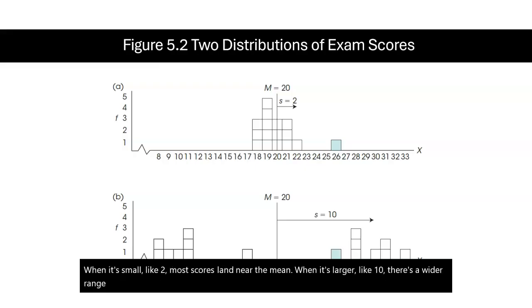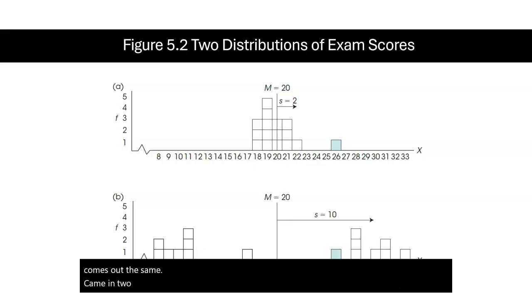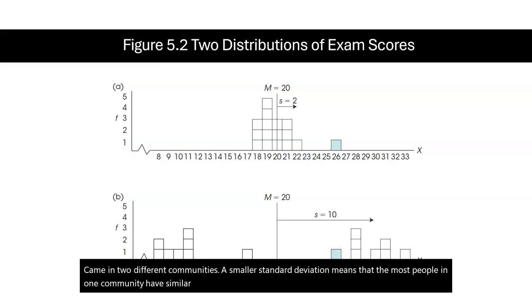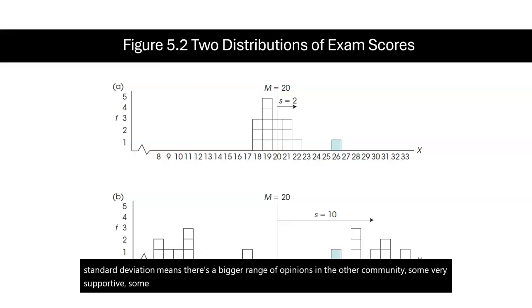If you think about social science research, this can happen in opinion surveys too. Maybe you surveyed how strongly people support a new policy and the average rating comes out the same in two different communities. A smaller standard deviation means that most people in one community have similar views. They mostly agree or mostly disagree. While a larger standard deviation means there's a bigger range of opinions in the other community, some very supportive, some strongly opposed.